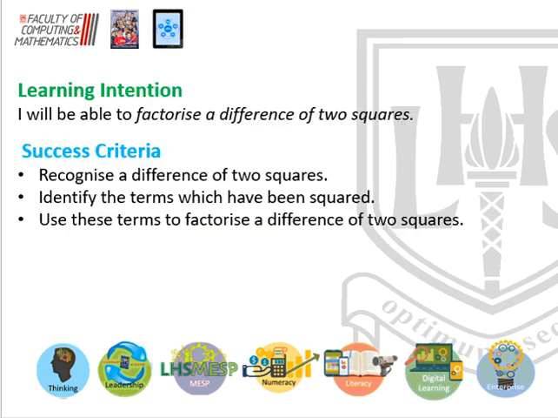Okay, three things we need to look out for. Firstly, we need to be able to recognise the difference of two squares. That's a big key thing there. Secondly, identify the terms within our situation that have been squared, and then use those terms to factorise, put into brackets when you have a difference of two squares.